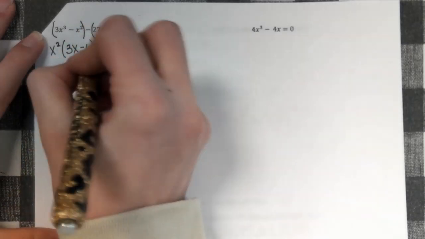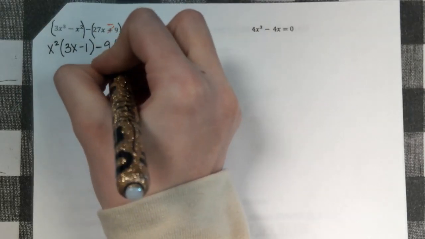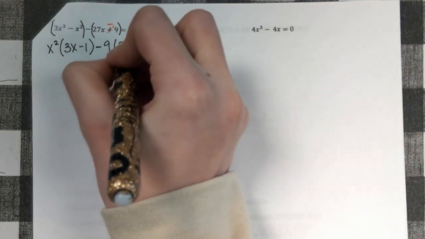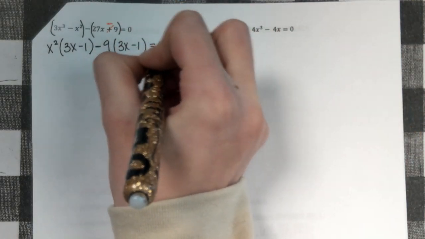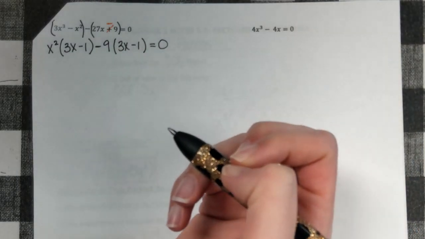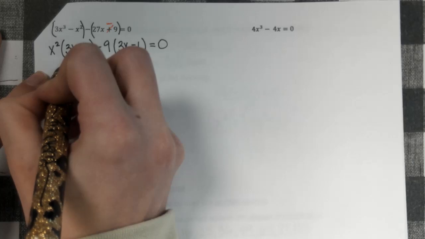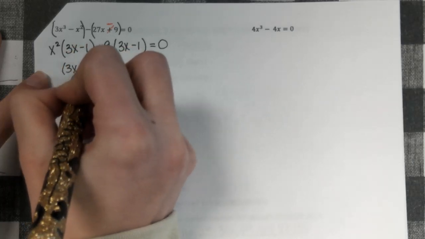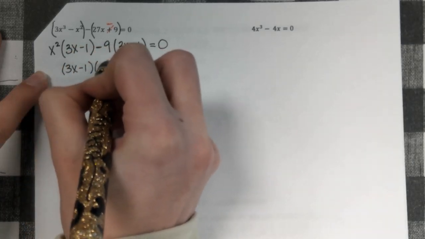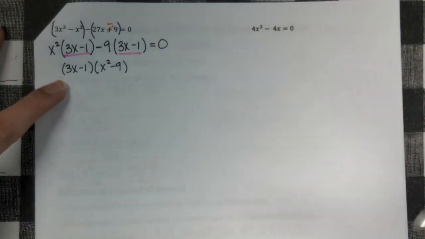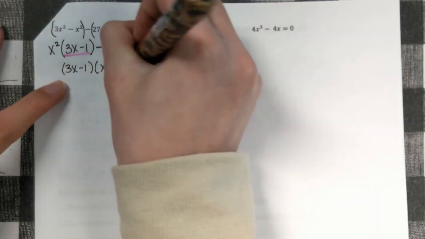Good. Minus, what can I take out between 27x and 9? 9. And that would leave me with 3x minus 1 equals 0. So then, how do I write my next step? And then x squared by. That 3x minus 1 comes out as my GCF, and then that leaves me with x squared minus 9 equal to 0.